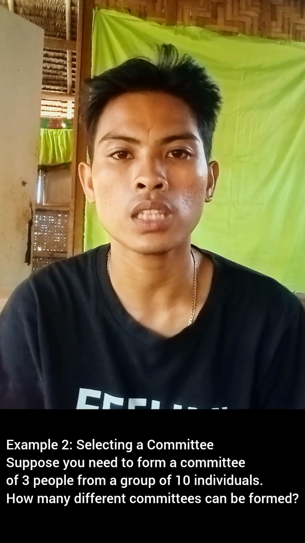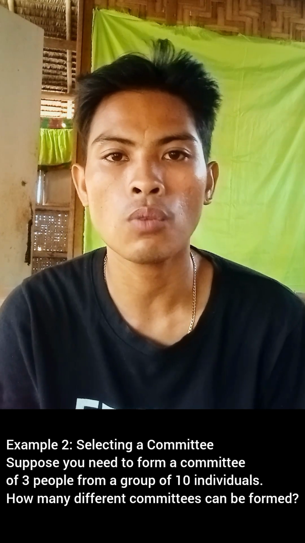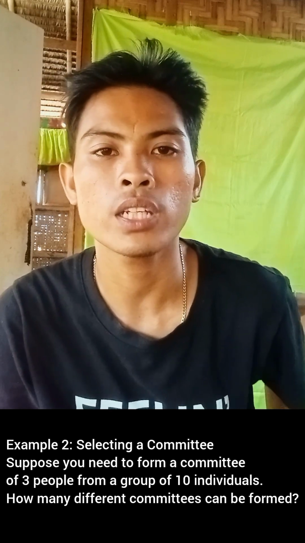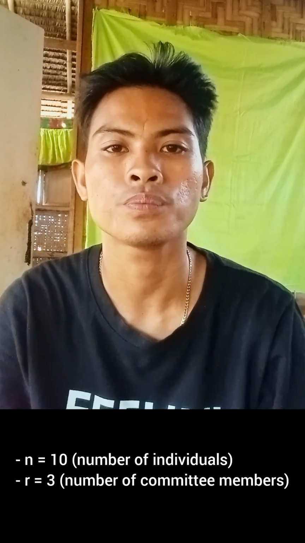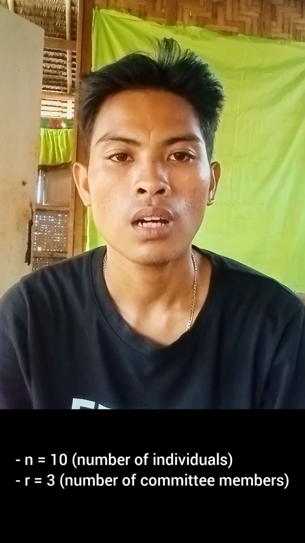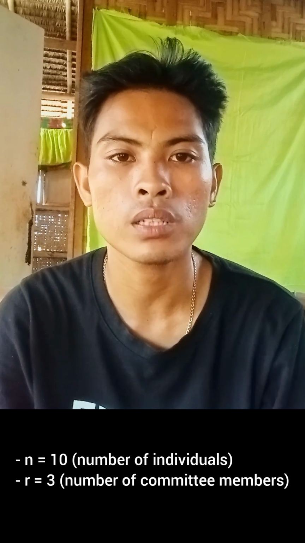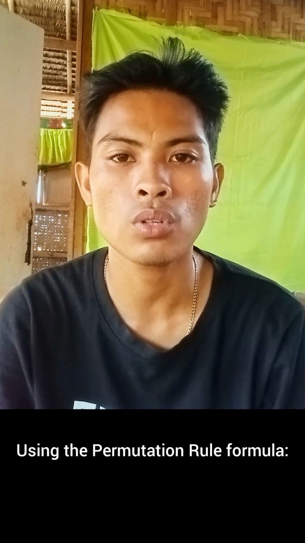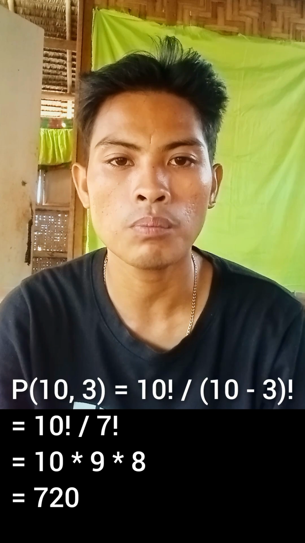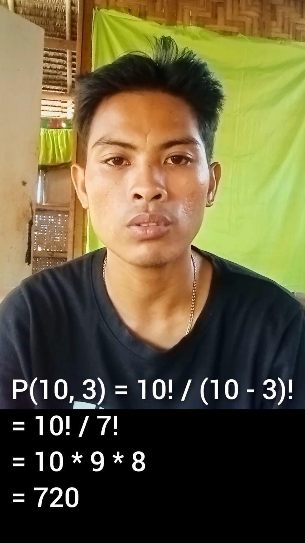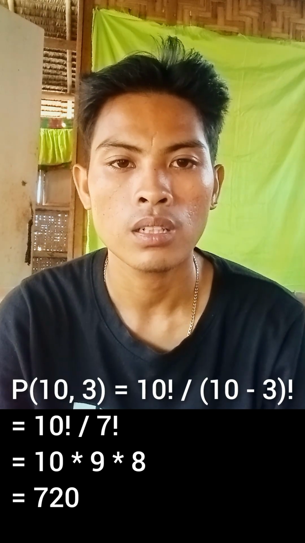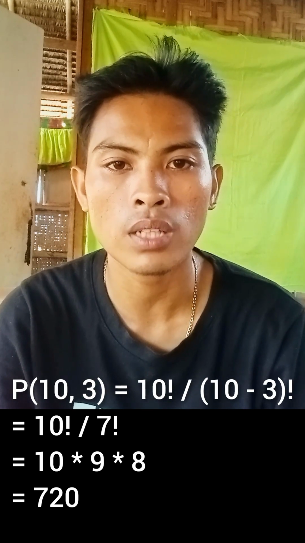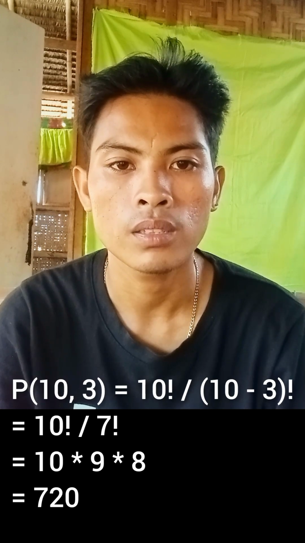Example number 2, selecting a committee. Suppose you need to form a committee of 3 people from a group of 10 individuals. How many different committees can be formed? N equals 10, the number of individuals. R equals 3, the number of committee members. Using the permutation rule formula, P equals 10 factorial divided by 10 minus 3 factorial, which is 10 factorial divided by 7 factorial. 10 minus 3 equals 7.